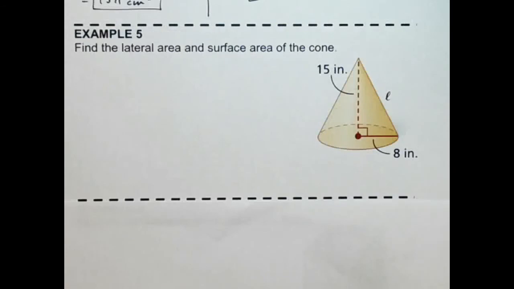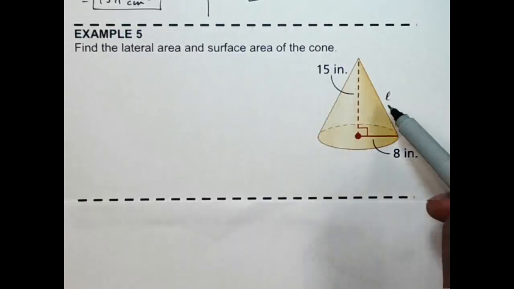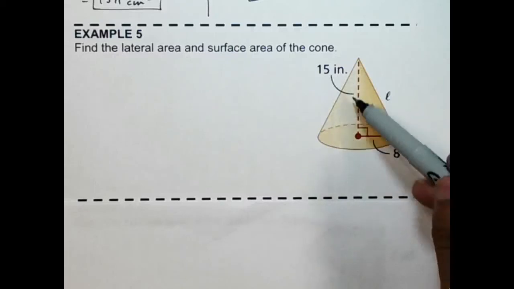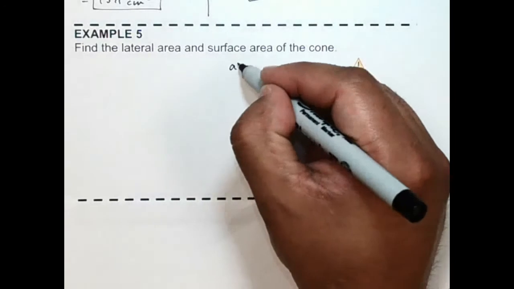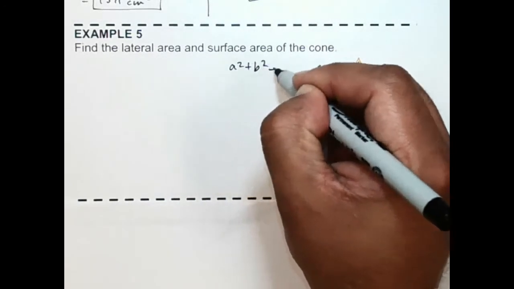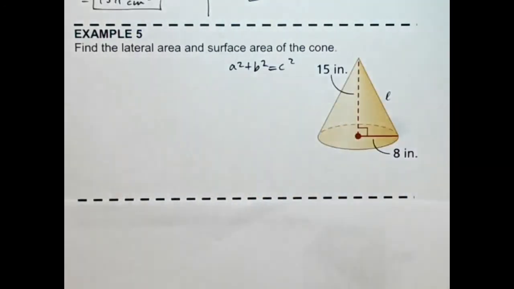Alrighty then, here's one for you to try. I will get you started. Notice that they gave you the height, or the altitude. They gave you the radius. You're going to have to find the slant height. So a little clue for somebody that might need it: a squared plus b squared equals c squared. Good old Pythagorean theorem. That's going to help you solve this example.